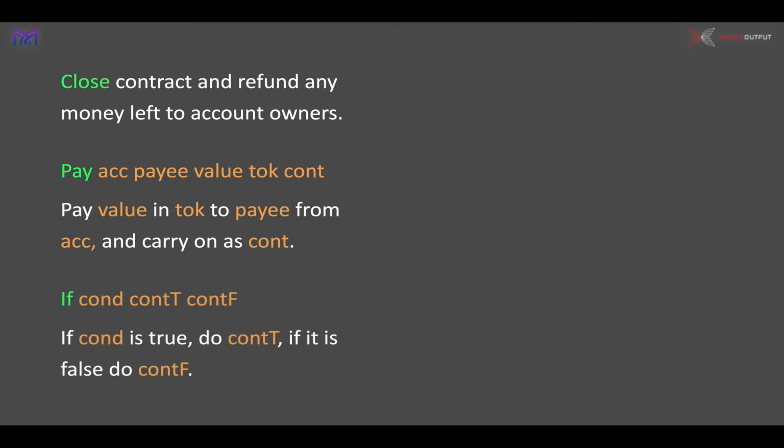What does if do? If has 3 arguments. It's got 2 contracts, cont T, cont F, and we carry on as cont T if the condition is true. Otherwise, we carry on as cont F. So that's the way we can branch. We can do one thing or another depending on this condition.